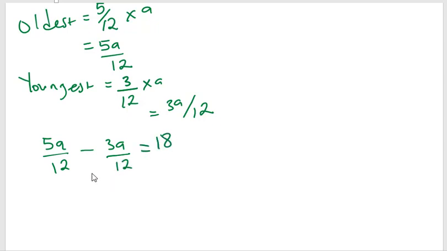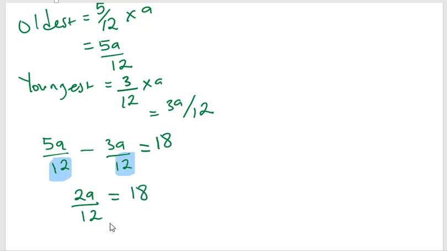Then that's simple. Now when you have fractions separating themselves, you look for the LCM, but since they have same denominators here, as you can see, we have 12 and 12, there is no need solving for the denominator. Just subtract. 5a minus 3a is 2a over 12. Since they have same denominator, is equal to 18.